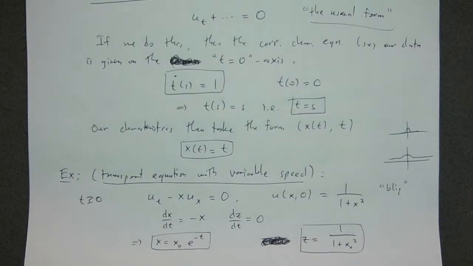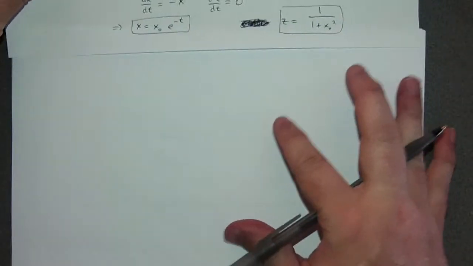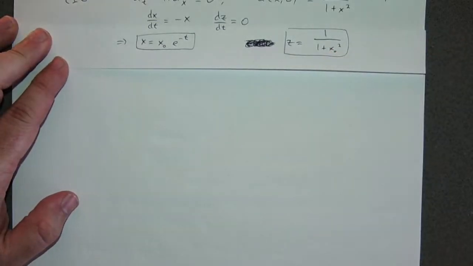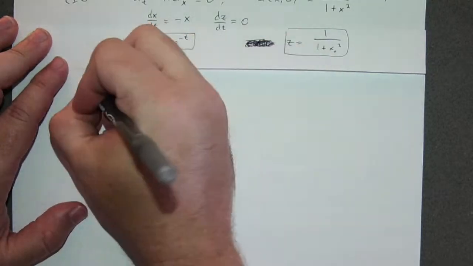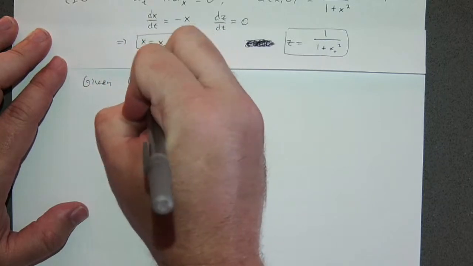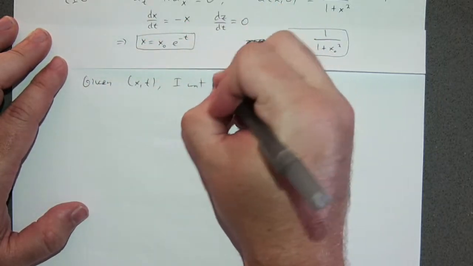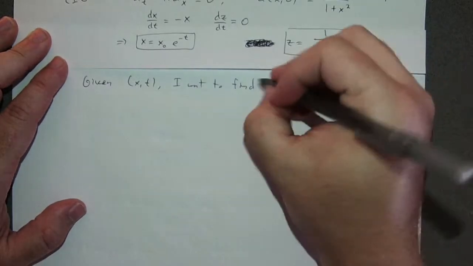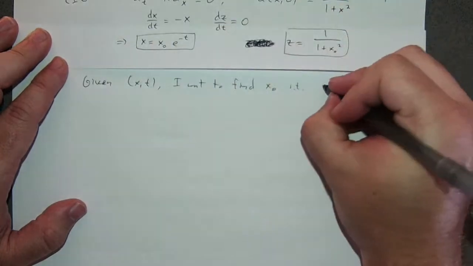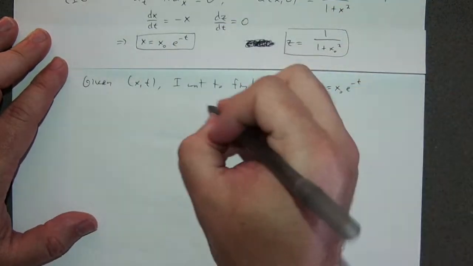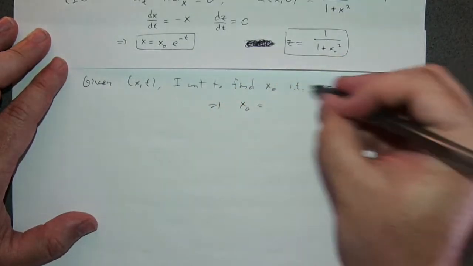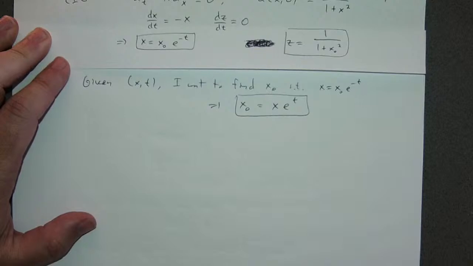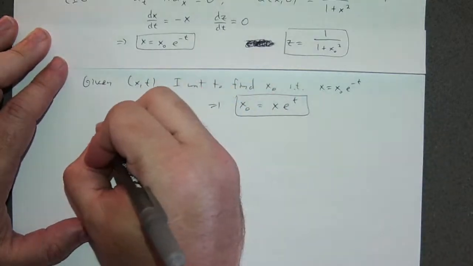So I want to do the same thing that I've been doing, right? Which is, okay, now t and s are the same thing, so that t is my parameter s, and x is the other independent variable. So given x and t, I want to find, now you might say x naught and s, but I've already found s. It's just equal to t. So I want to find x naught such that x is equal to x naught e to the minus t. But if that's the case, that means that x naught is just x e to the t.